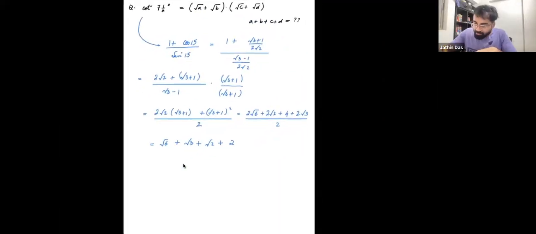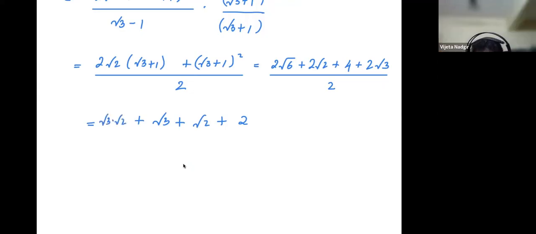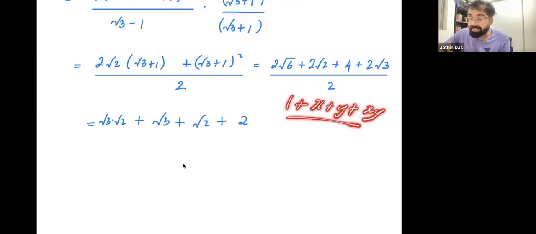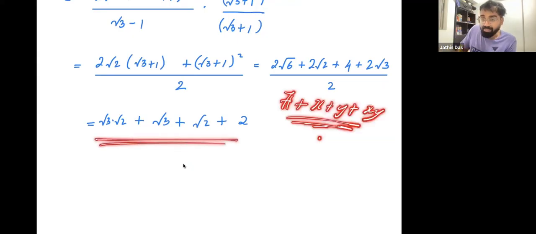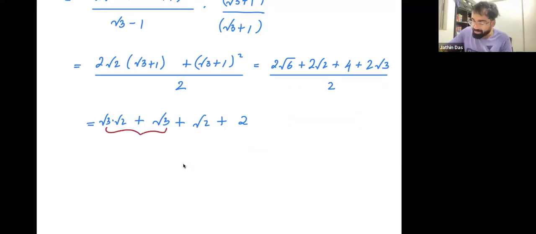Then I want to get it in this form. I should factorize it. So in दोनों में root 6, can I think like this? Root 3 into root 2. Now you remember what I told you long back? 1 plus x plus y plus xy factorizable है. है ना इस format में? So take anything common. In दोनों में you can take common. So root 3, root 2 plus 1.